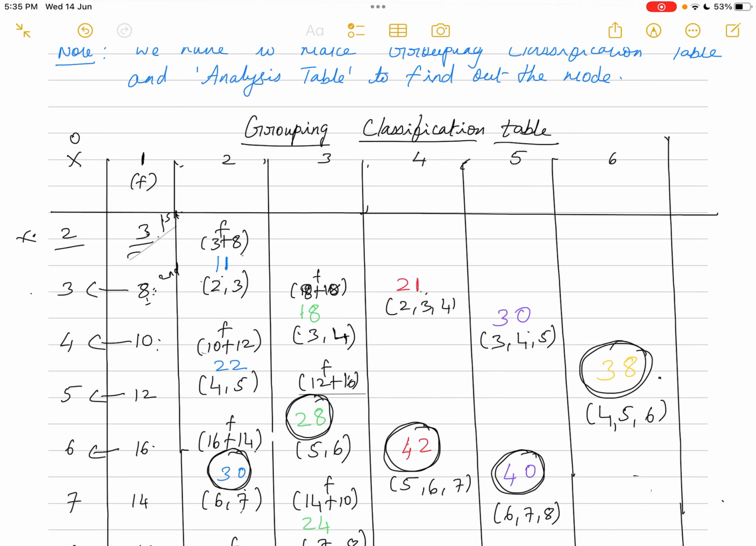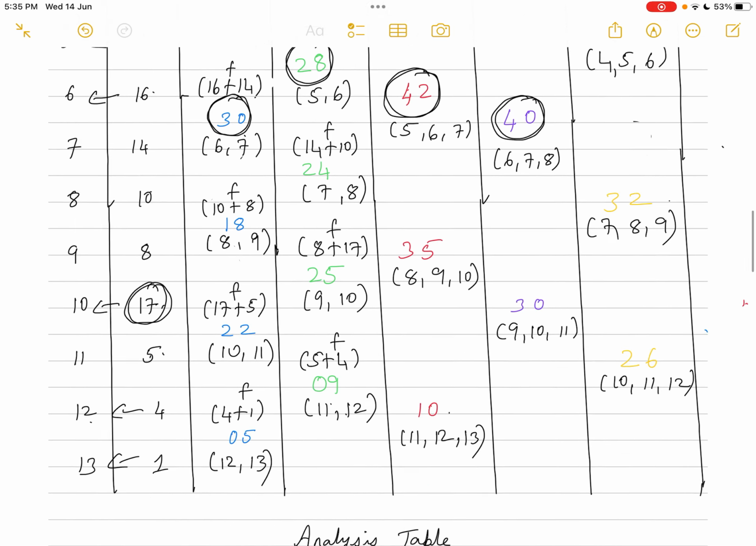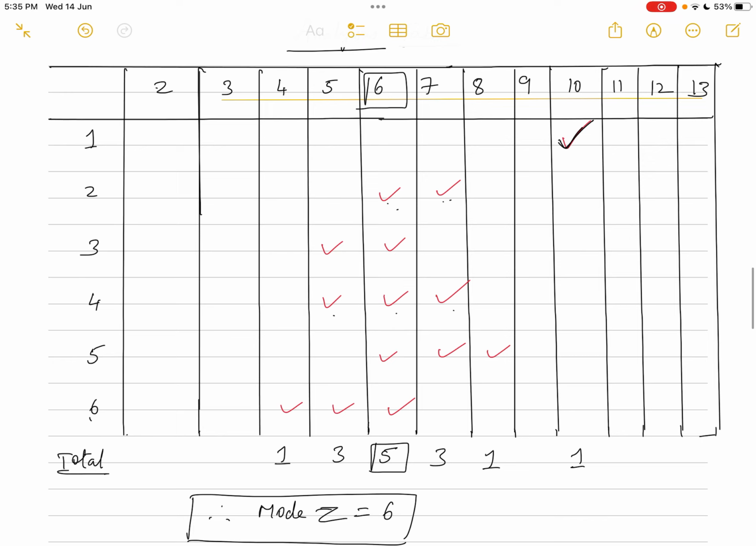40 is the highest we are getting. This 40, the corresponding x value is 6, 7, 8. So in the analysis table, you put a tick mark in 6, 7, 8. Again in column 5, you have put a tick mark in 6, 7 and 8.